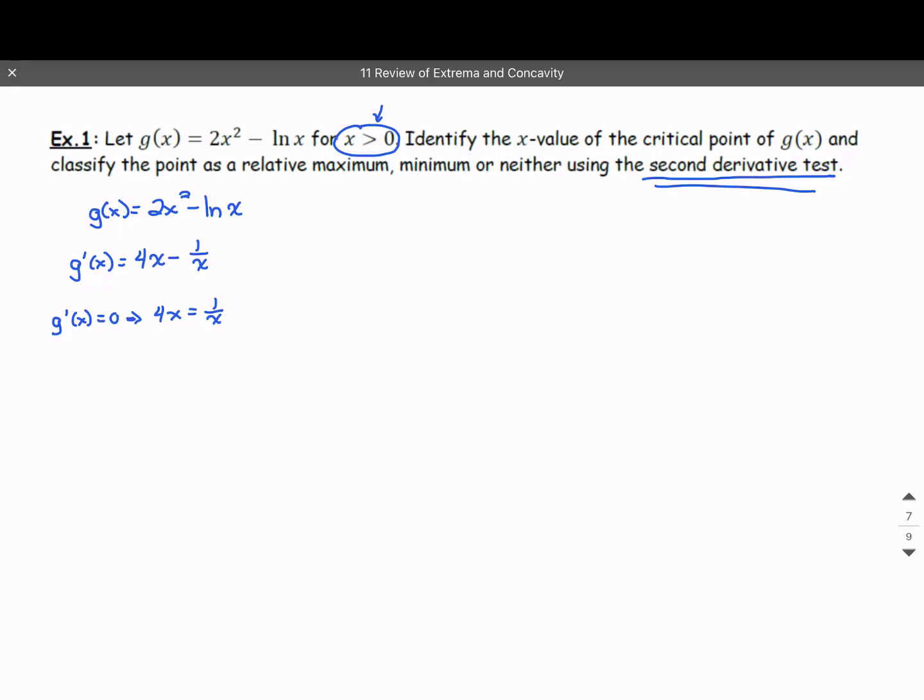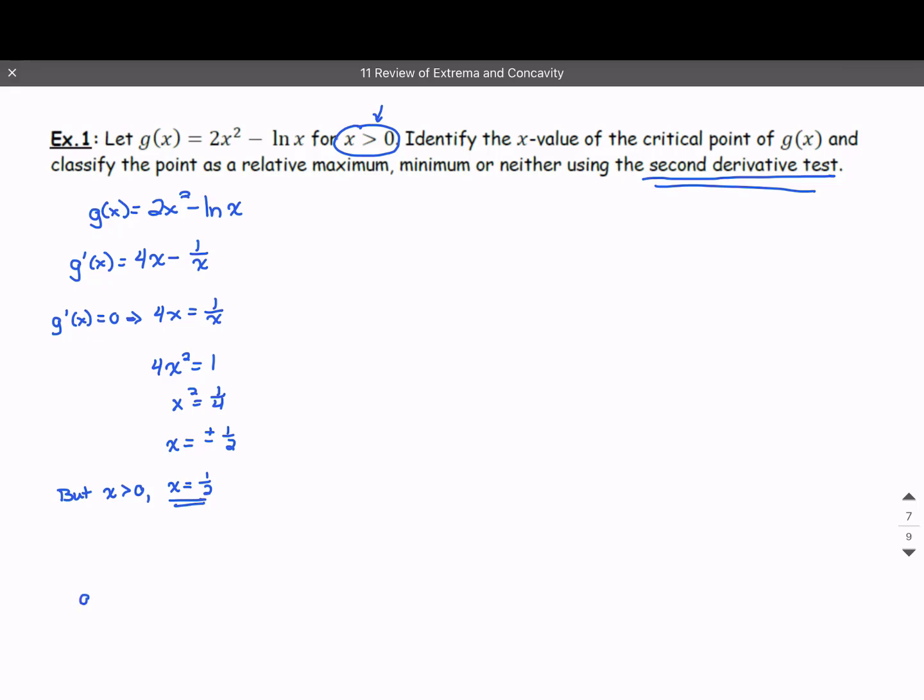And if I solve by multiplying both sides by x, that means 4x squared equals 1, or x squared equals 1/4. Now if I square root that, I do not get 1/2. I get a positive or negative 1/2. However, I do know that x has to be greater than 0, so the critical point we're looking for is x equals 1/2.